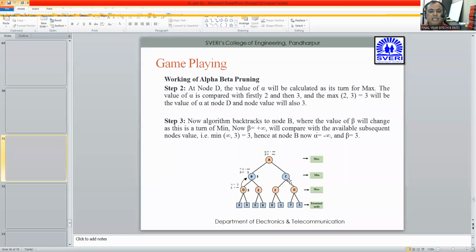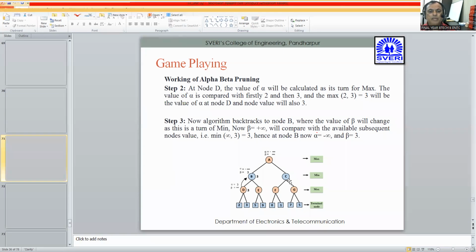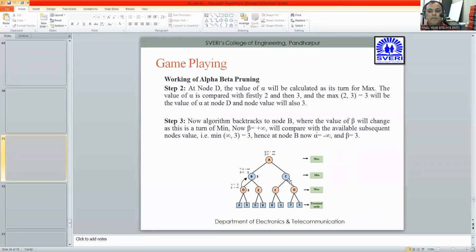Now, as D is having the maximum value, it will return to B, where beta will change the term into minimum. So it will have infinity and 3, out of which 3 will be the minimum. So now in this case, alpha will be equal to minus infinity and beta will be equal to 3.